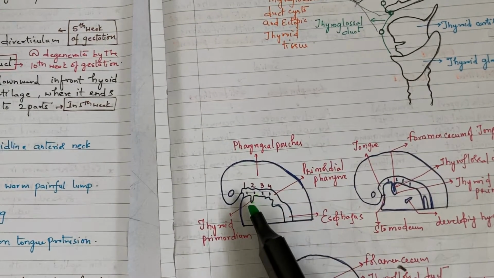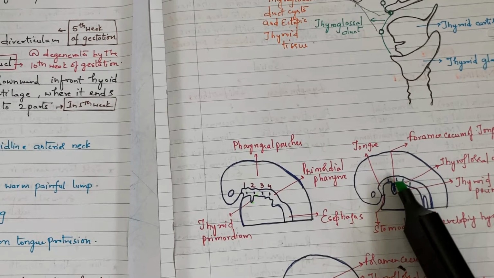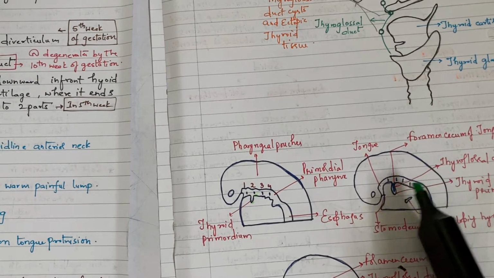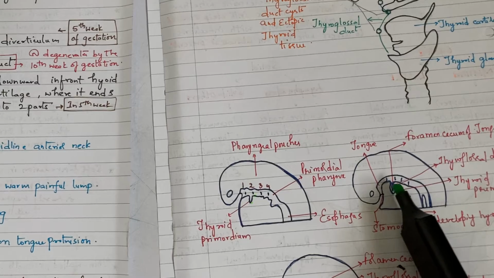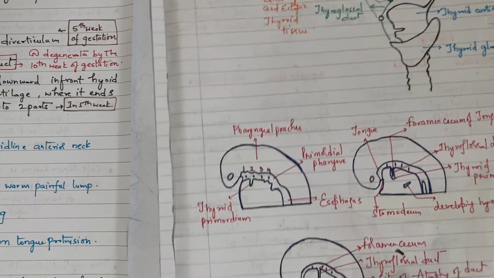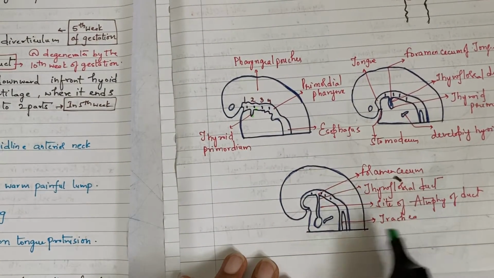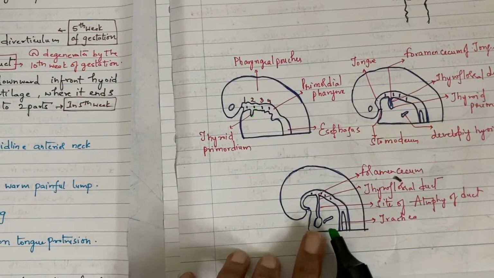So here you can see the thyroid primordium, foramen cecum of the tongue, and thyroglossal duct. It connects from the developing thyroid to the foramen cecum. This is the foramen cecum, this is the thyroglossal duct. Here we get the future thyroid gland.